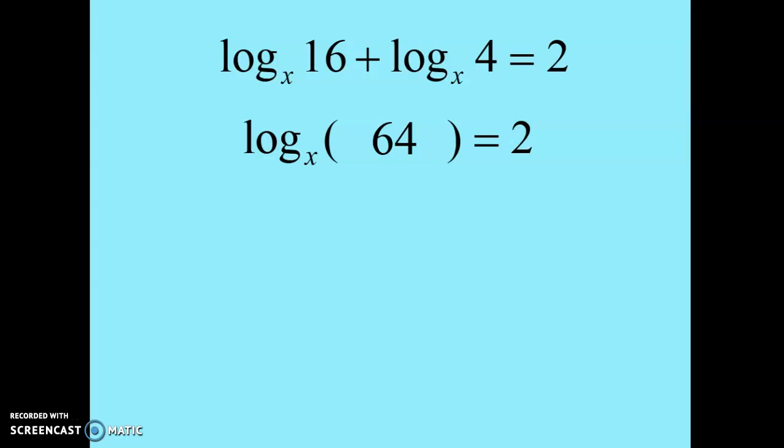Now, if we do what we did in the first video, the introduction to logs, we're going to smash the log. The x becomes the base for the exponent of 2, and that equals 64. Now, if you solve this, you're going to square root both sides. So the square root of 64 is x equals 8 and negative 8. But with logs, you can't have a negative base, so x is equal to 8.